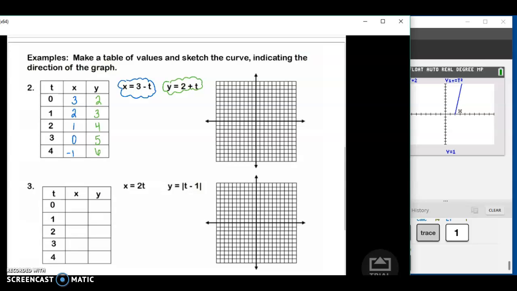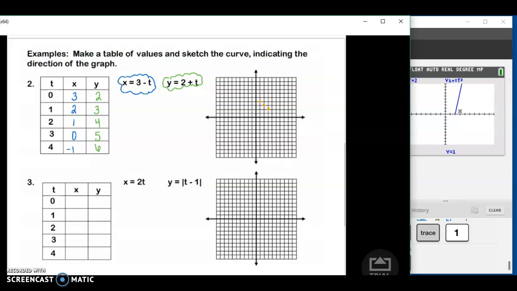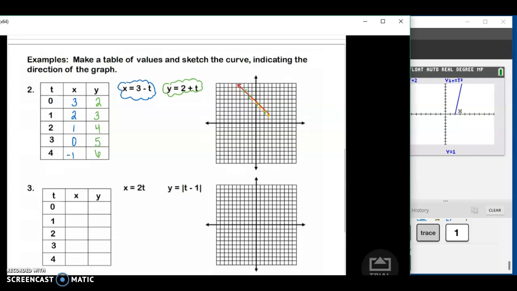So if we plot those points, we have over 3 up 2. We have over 2 up 3. Make sure you're plotting them following this table so you know the direction they're going. And then we're at (1, 4), (0, 5), and then (negative 1, 6). So it's going to keep going in this direction. And we could put these directional arrows on here to show that this is the direction it's going in. So that's why you always make sure you start with t equals 0 when you're graphing. So you could confirm this in your calculator graph if you wanted to.